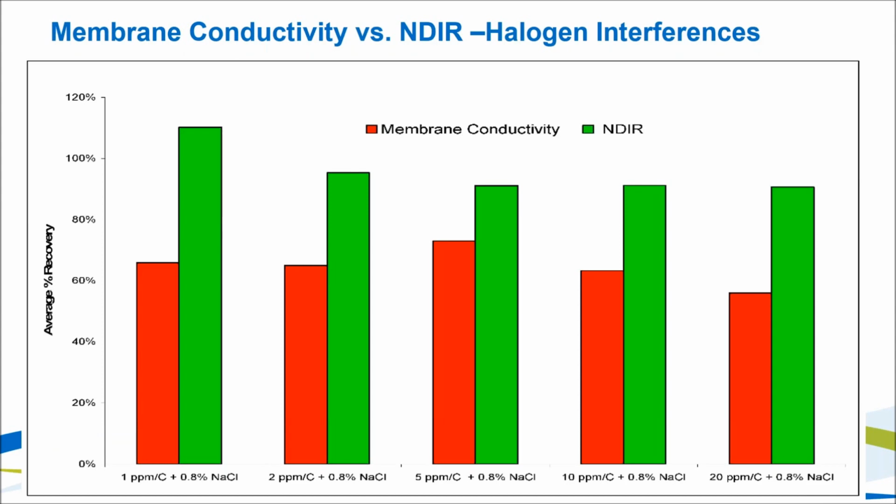Okay. And then I wanted to show you what's the difference. So we ran the same samples on an NDIR system versus a membrane conductivity system. So you can see it's 1 part per million carbon with 0.8% sodium chloride, and then 2 ppm carbon, 5 ppm, 10 ppm, 20 ppm. So the recovery rate for NDIR, it's slightly higher than 100%, but it's at least not a false low, and it's much closer. And the more carbon, the closer it is to what the accurate value is. So I wanted to show you how halogens interfere with membrane conductivity and why NDIR is the preferred technique there.